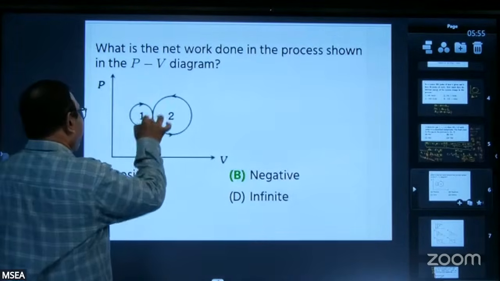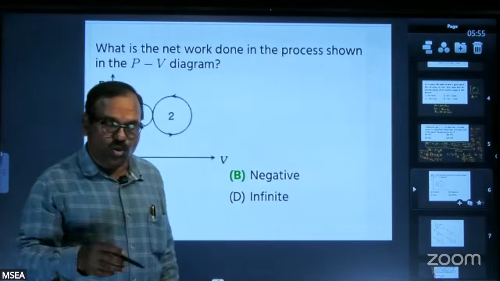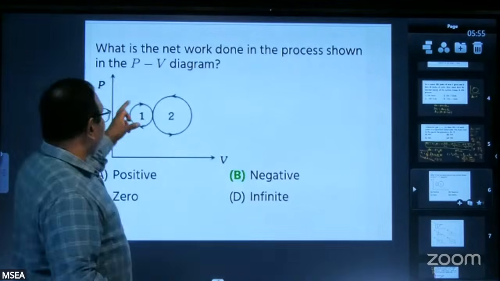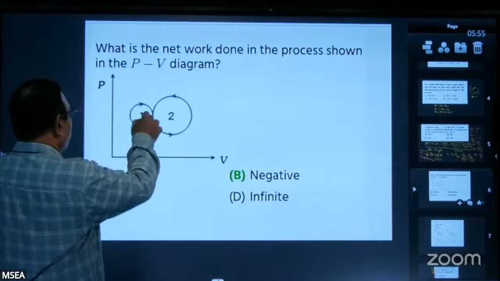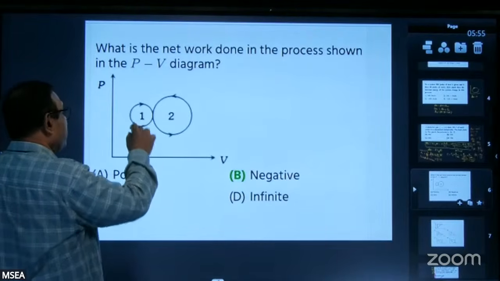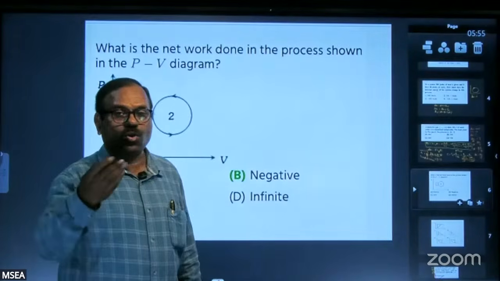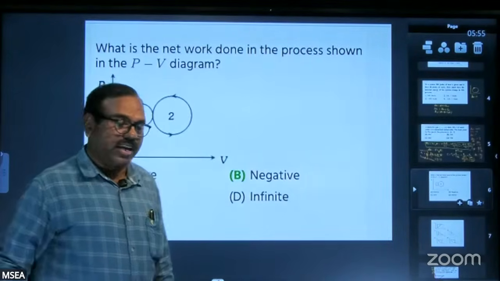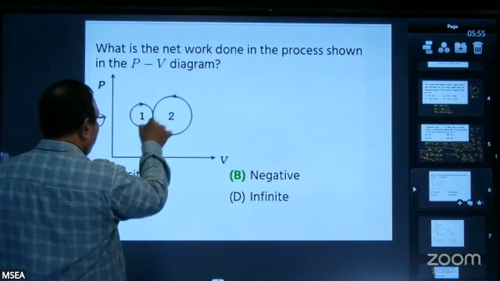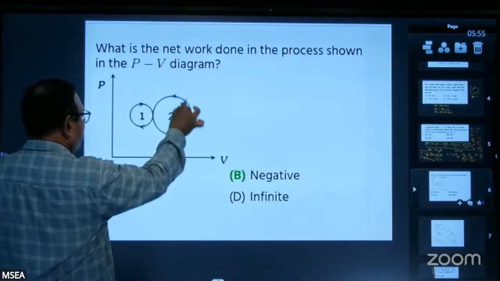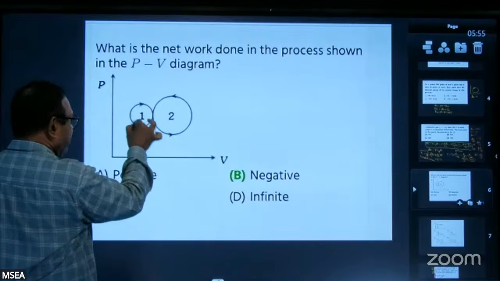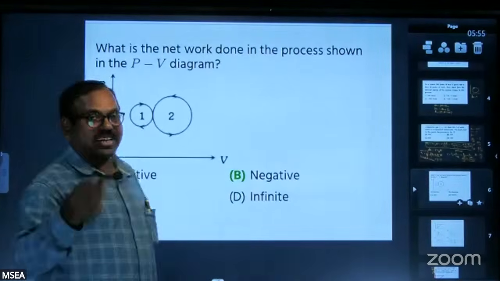But if it is a cyclic process, we take it as positive. So cyclic is positive. Not cyclic, this one. Clockwise we take as positive. Anti-clockwise we take as negative. But here, this is clockwise, and this is also clockwise. For clockwise we take it as positive.